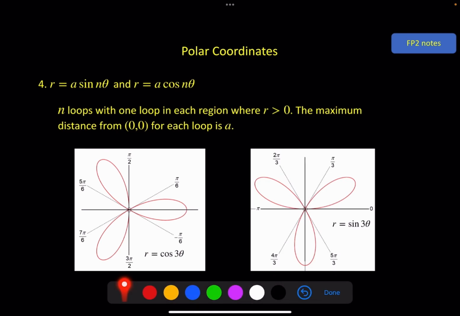Similar for the sine, a is 1 here, sine 3 theta, r is positive, here r would be negative, so we don't sketch it, r is positive, r would be negative in the second cycle, and in the third cycle, positive, negative. So once you get used to the pattern of drawing these, they become quite standard.